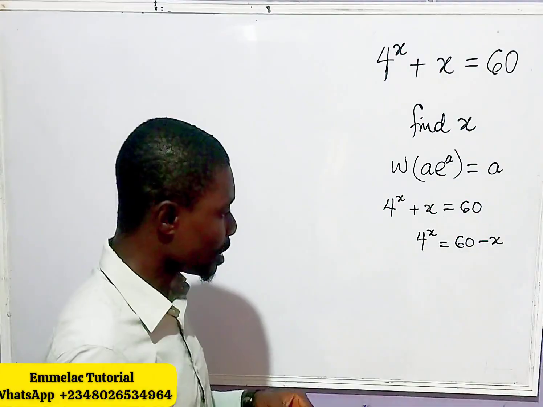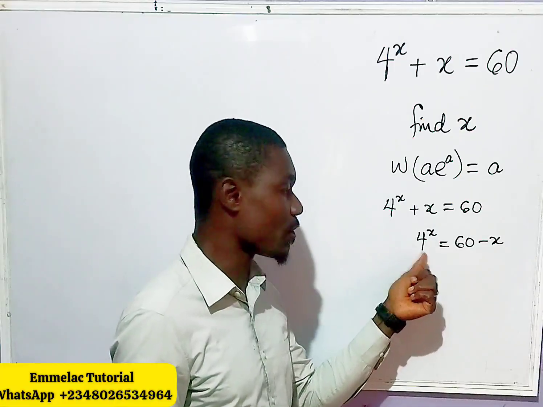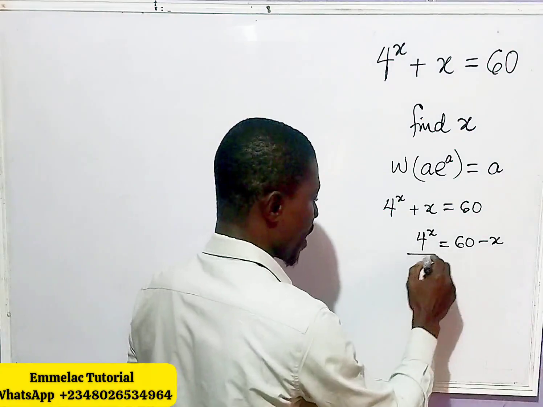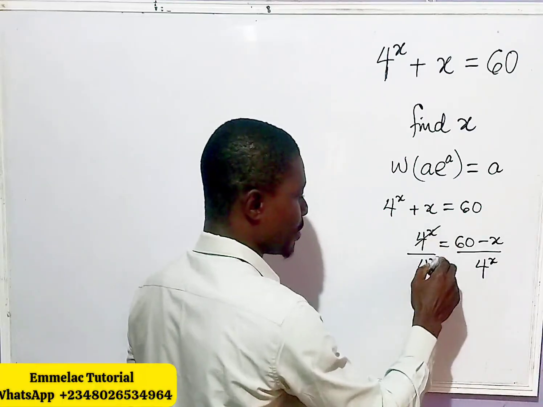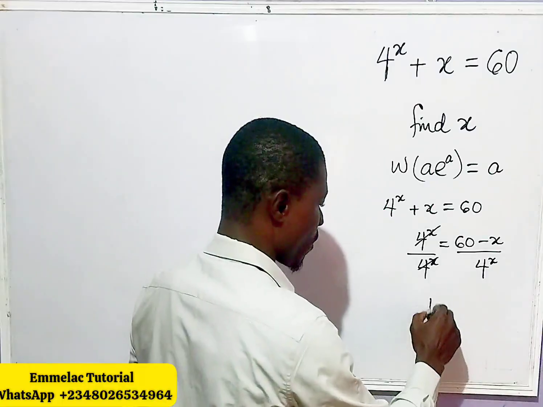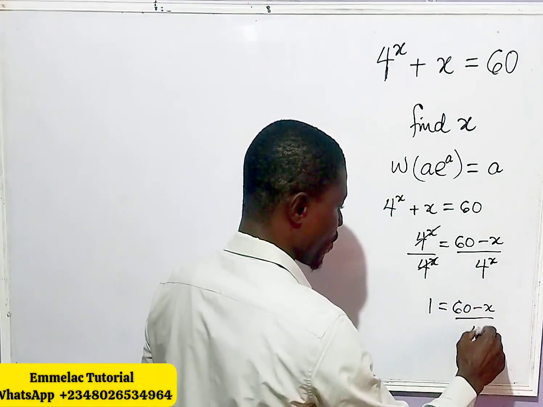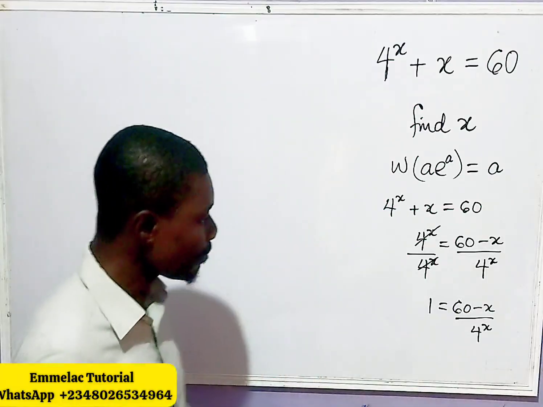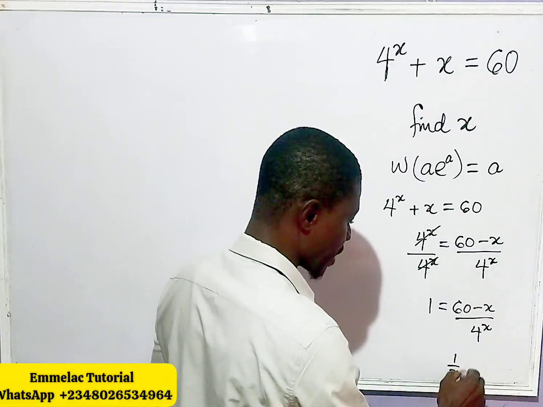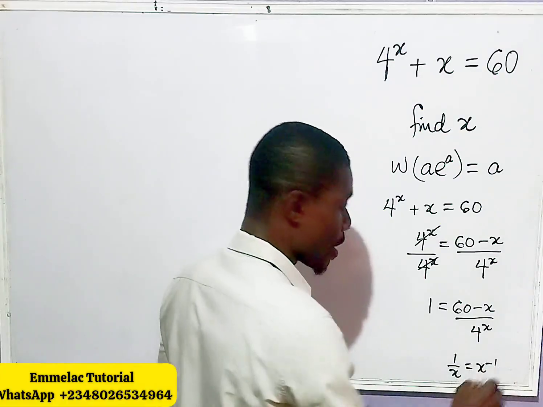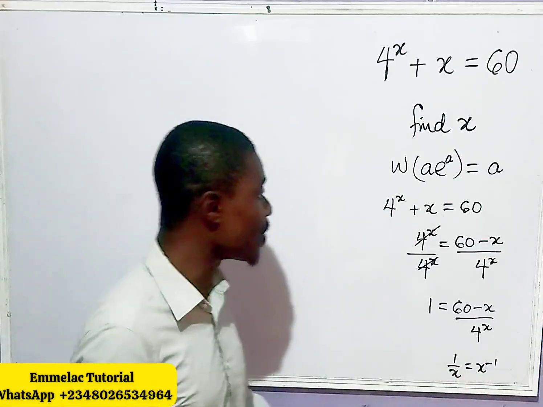Okay, the next thing is let's divide both sides by 4 raised to the power of x. Now when we divide, this eliminates this, so we are left with 1 equals 60 minus x all over 4 raised to the power of x. And according to the law of indices, if you have 1 over x, this is the same as saying x raised to the power of minus 1. So we can apply that rule to 4 raised to the power of x.